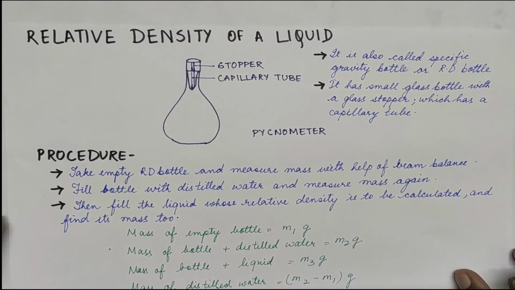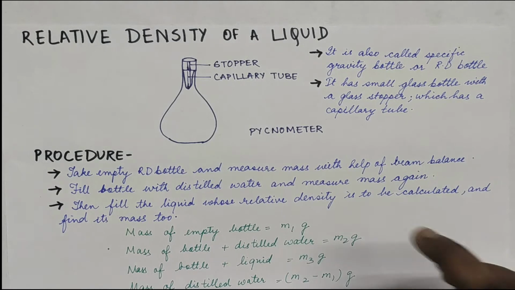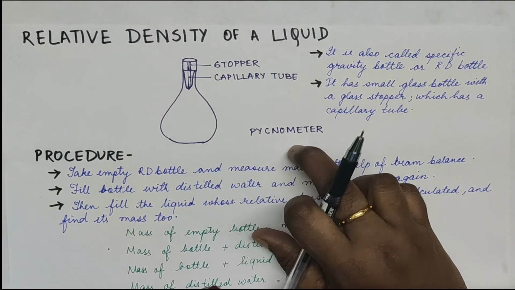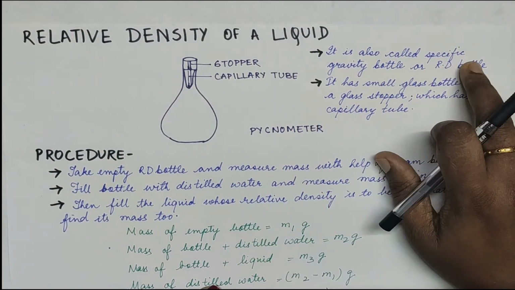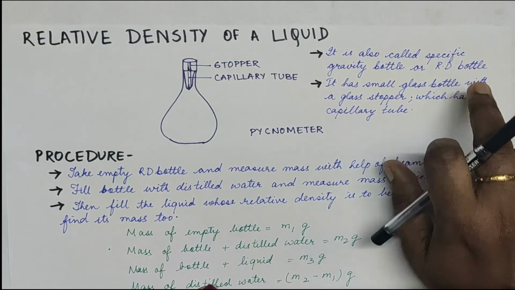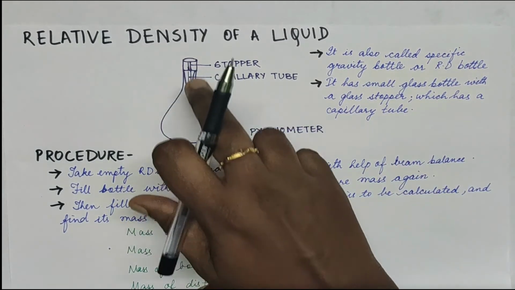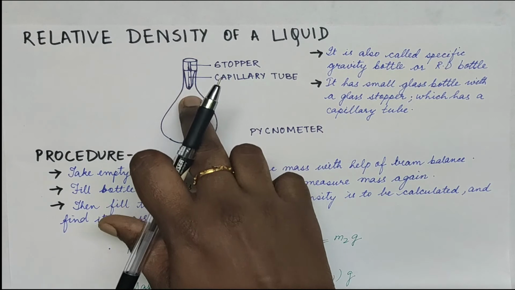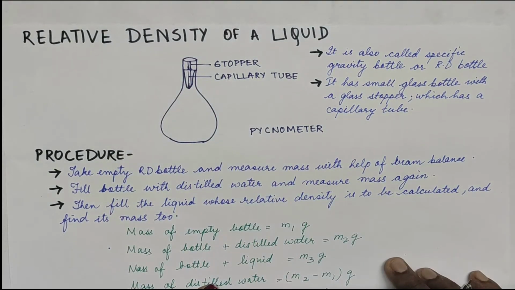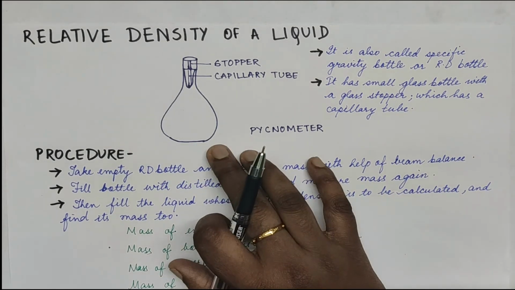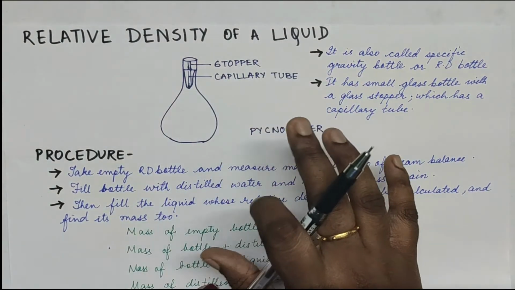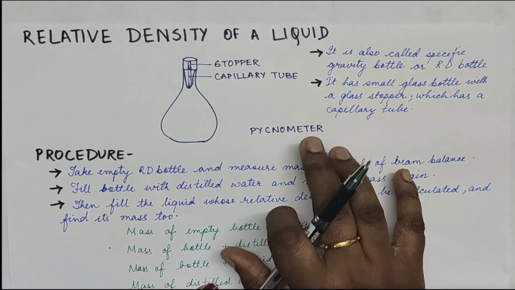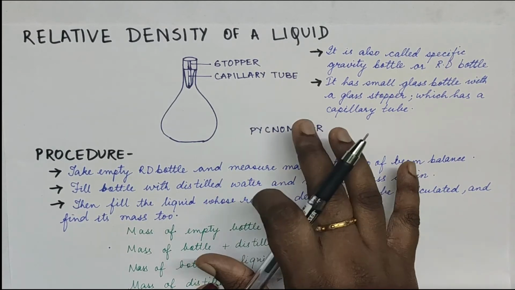Here we are going to use a special instrument called the hydrometer, or the specific gravity bottle, or the RD bottle. It is a small glass bottle with a glass topper, and there is a capillary tube. How does this bottle help? This is a specially designed bottle. The diagram may not be exactly the same as the specific gravity bottle, but it is more or less the same.